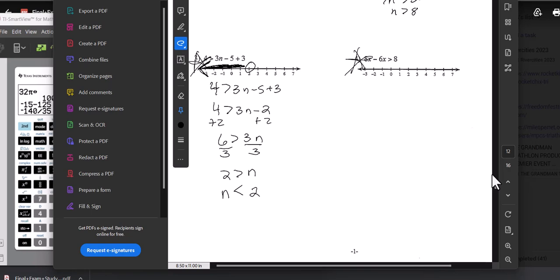Okay, now, if I'm reading this right, this is 8x minus 6x is greater than 8, or 2x is greater than 8. Divide both sides by 2, x is greater than 4. Okay.